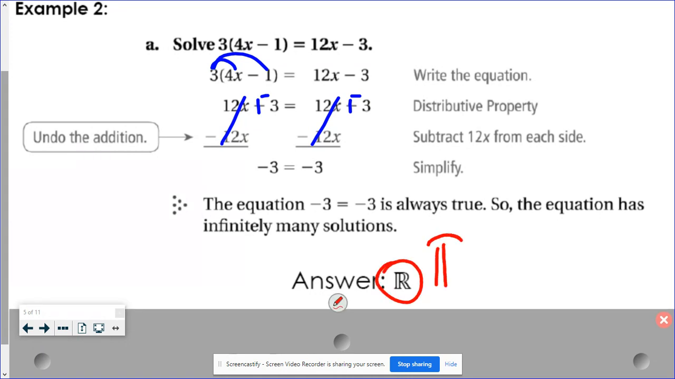Or that double stem capital R. Any real number means that any number you could possibly think of will work. You could put 17 in for X, it'll work. You could put in -40, it'll work. You could put in any number you can think of and it will always, always, always work.